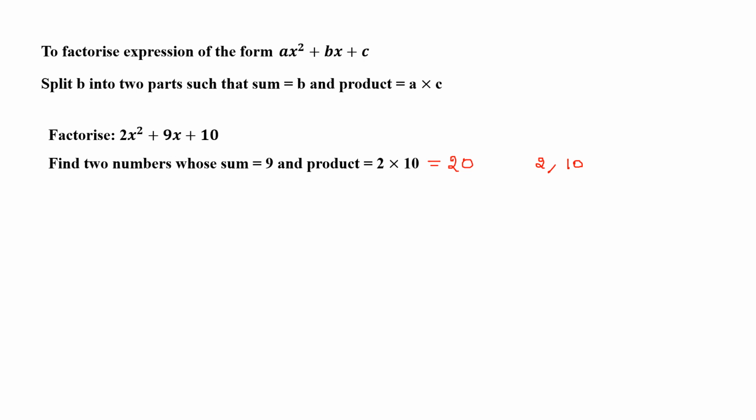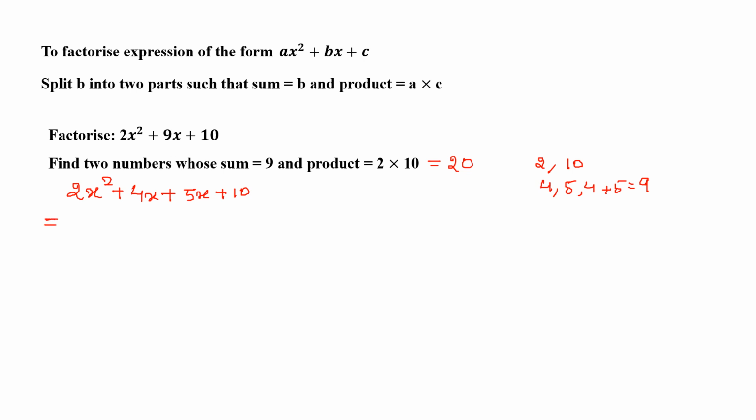Then 3 table, it does not come. Then 4 table, 4 times 5 will give me 20. And if I add 4 plus 5, I am going to get 9. So it means my numbers will be, two numbers will be 4 and 5. So now I have to write it like 2x square plus 4x plus 5x plus 10. So hope it is clear now how to split the middle term.